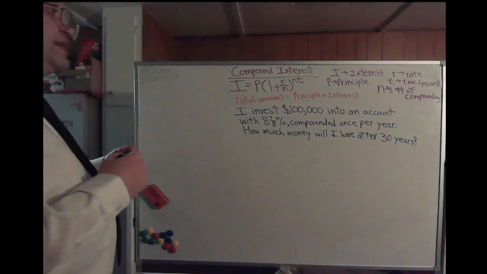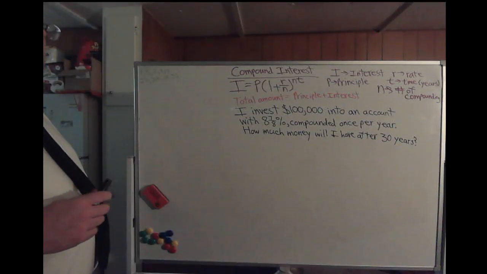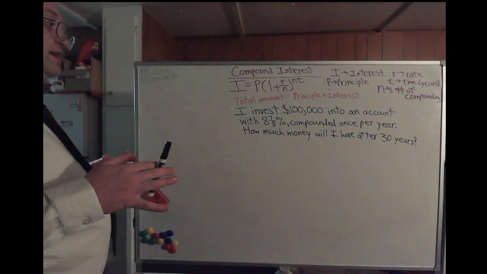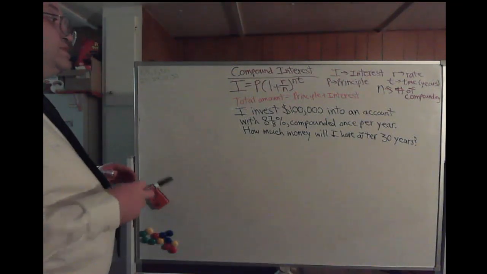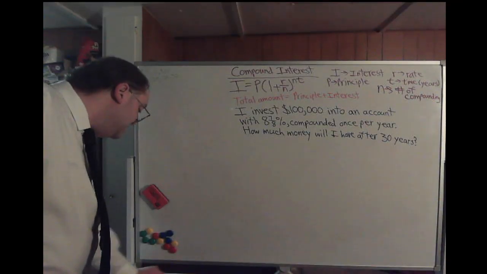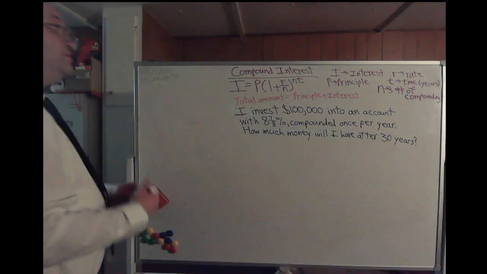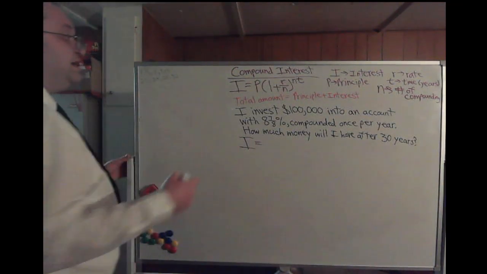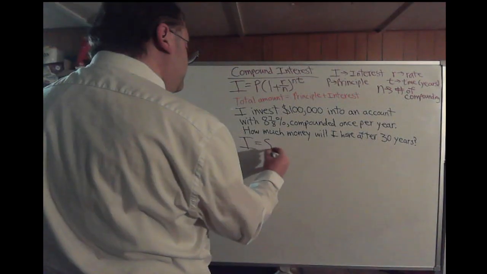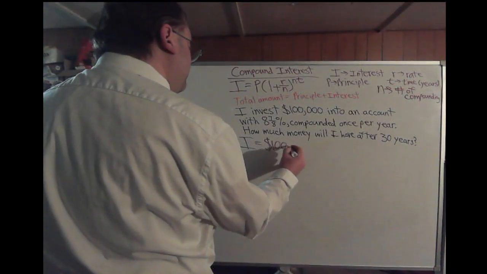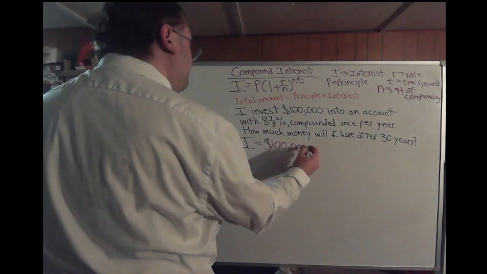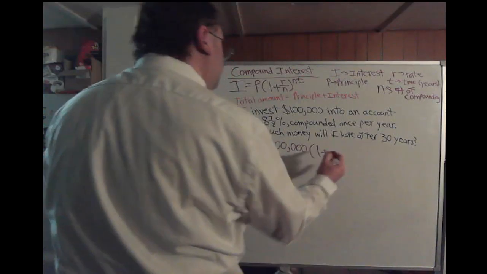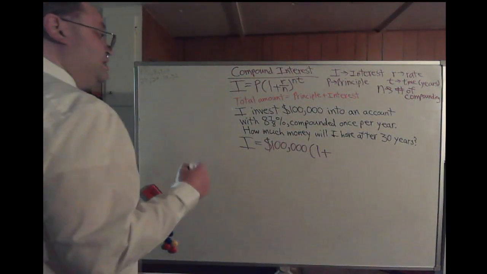So I invest $100,000 into an account with 8 7/8% interest. That should be interest, well, we'll just know it says interest. Compounded once per year. How much money will I have after 30 years? Since the problem is telling you the interest compounds, you're going to use the compound interest formula. So your interest, of course, is I equal to the principal, which is $100,000, times the quantity of 1 plus, we want to find that rate, the r. Let's work that out on the side.